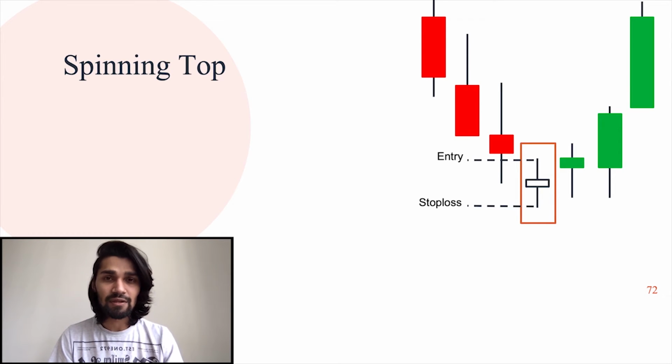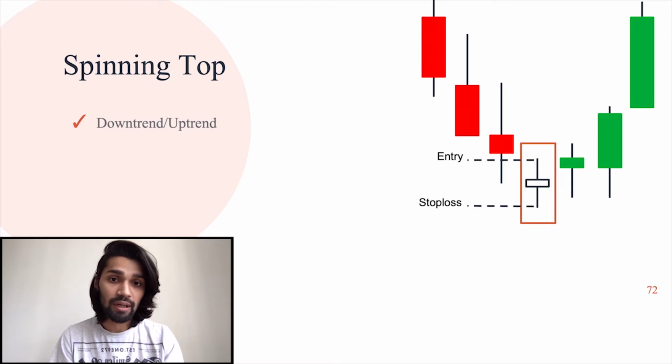It is very similar to the normal doji that we spoke about earlier. It can occur both in downtrend and uptrend, and it has the power of completely changing the trend. Few things that you need to take care of before taking a trade in spinning top. First, there should be a downtrend or an uptrend going on. If it's a downtrend going on, then the spinning top can reverse the trend into an uptrend, or if it's an uptrend going on, the spinning top can reverse the trend to a downtrend.